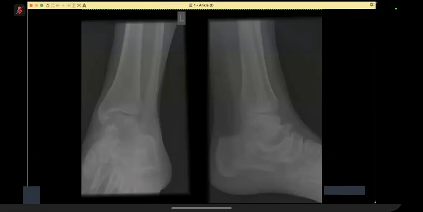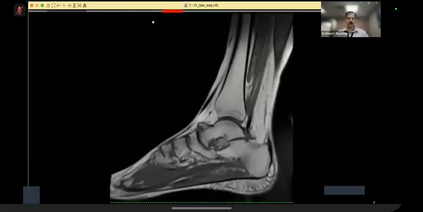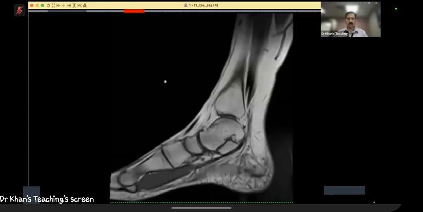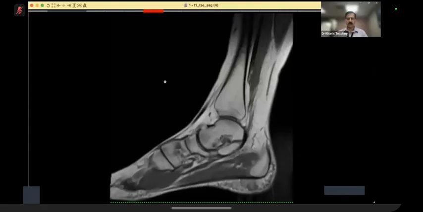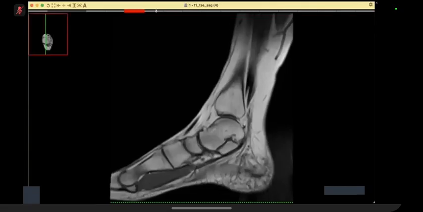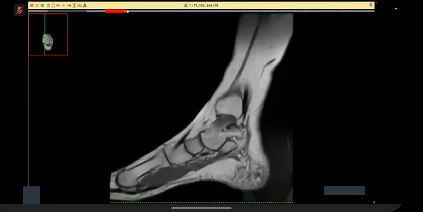Okay. I'm going to show you an MR of the same patient. Can you scroll through this? I'll just request. Okay, I've just requested it. Okay, yeah, I'm able to scroll through the images.